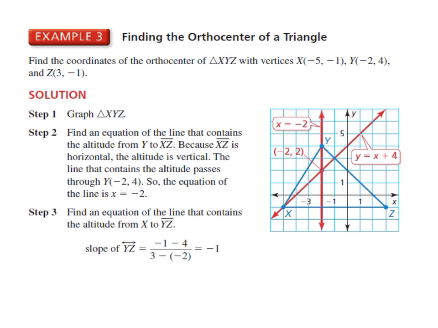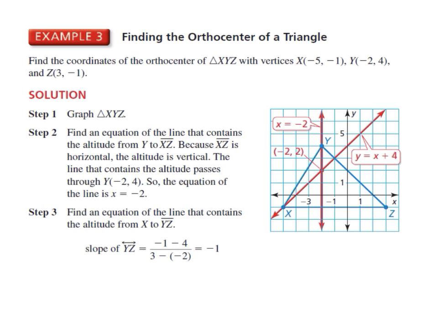All right, let's take a look at example 3, finding the orthocenter when it's in a grid. Again, step 1, graph your triangle with those vertices given. Then, because the altitude is perpendicular, find an equation of the line that contains the altitude from Y to segment XZ. And because XZ is horizontal, the altitude is vertical. That's so that you have a perpendicular line.